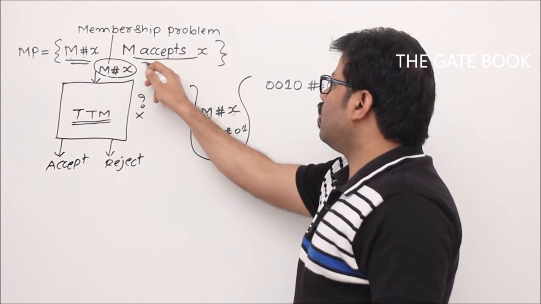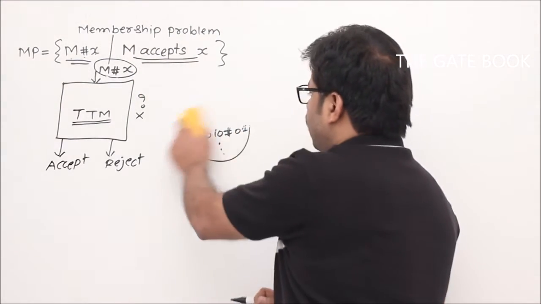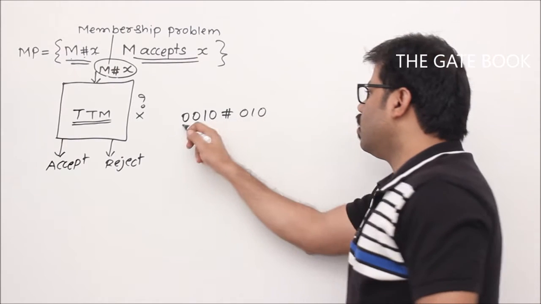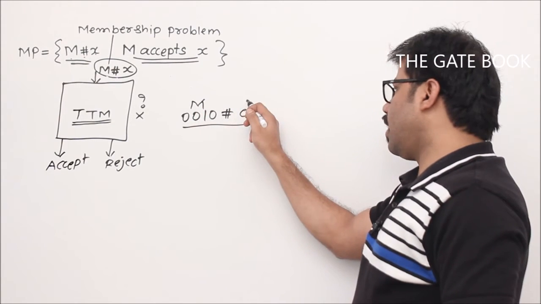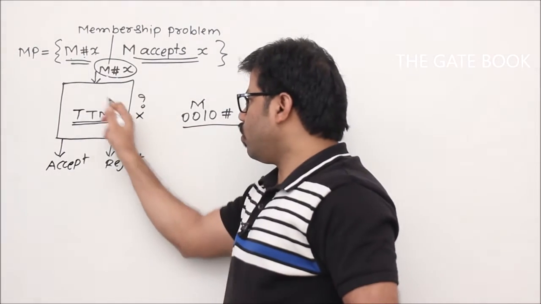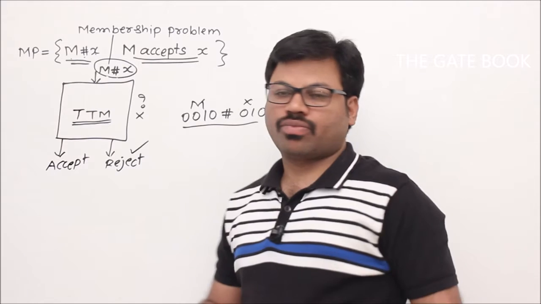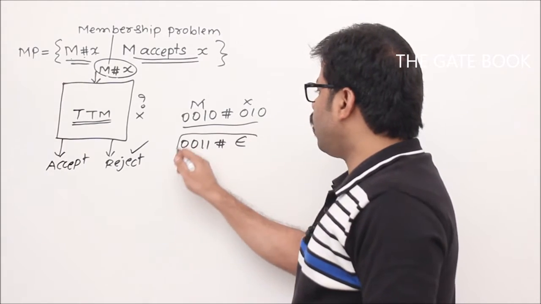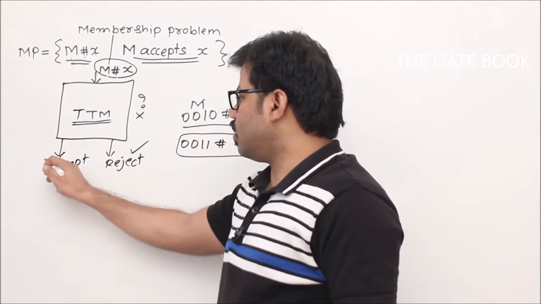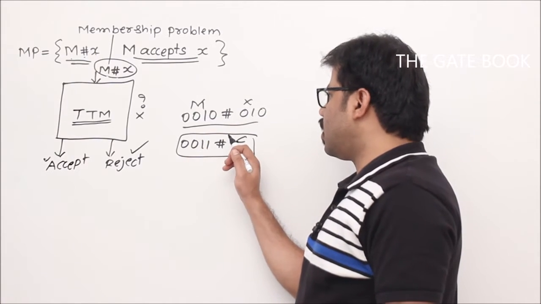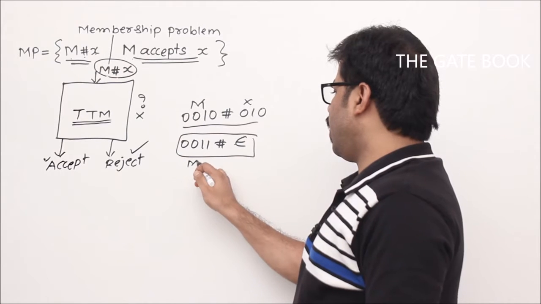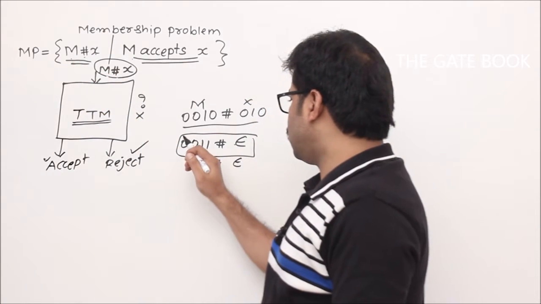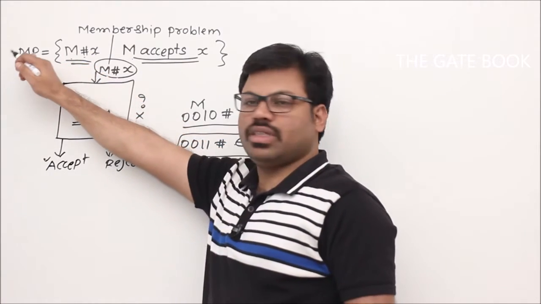Especially, what is the condition? M accepts x, correct? For example, you have a string 0010 which is a Turing machine and let's say 010 is the input. Assume that this Turing machine m does not accept 010. Then this total Turing machine should go to the reject state. Now there is a Turing machine 0011 that accepts the epsilon string. Then this input is given to this Turing machine, and it should accept it, because this Turing machine is accepting epsilon, right? See, M accepts x. Here M accepts epsilon, so M hash x is a member of this membership language.